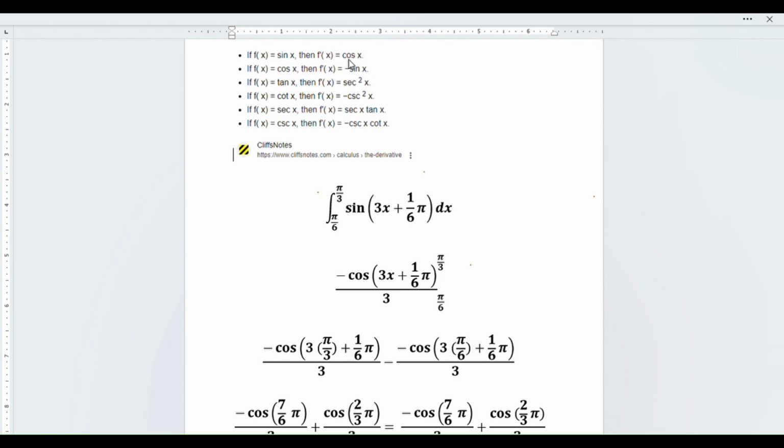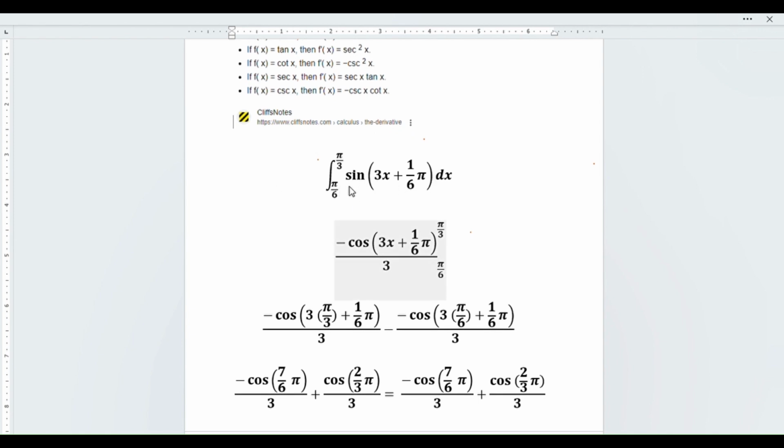Similarly, if you integrate cos over here, then you're going to get sine x. And if you integrate negative sine, then you're going to get cos x. But if you integrate positive sine x, then this negative sign just moves over here. So if you integrate positive sine x, you get negative cos x. So let me just start by integrating this function over here.